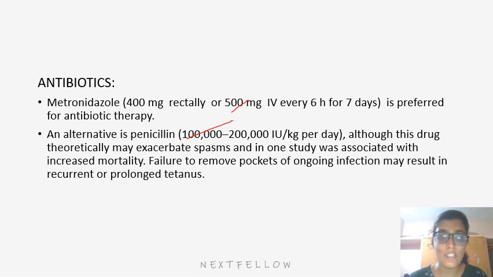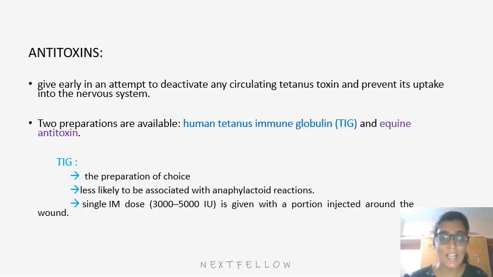Although this drug theoretically may exacerbate spasms and in one study was associated with increased mortality, failure to remove pockets of ongoing infection may result in recurrent or prolonged tetanus. Antitoxins are given early in an attempt to deactivate any circulating tetanus toxin and prevent its uptake into the nervous system. Two preparations are available: human tetanus immunoglobulin and equine antitoxin. Tetanus immunoglobulin is the preparation of choice, less likely to be associated with anaphylactoid reactions.